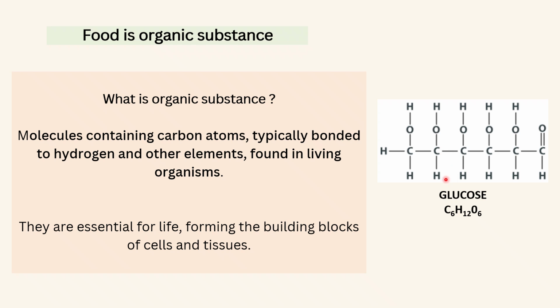Here you can see an example of a glucose which is included in carbohydrates. Formula is C6H12O6. We can see this is containing carbon atoms, hydrogen atoms and oxygen atoms. So this is a linear chain of 6 carbon atoms which is attached to hydrogen and oxygen.